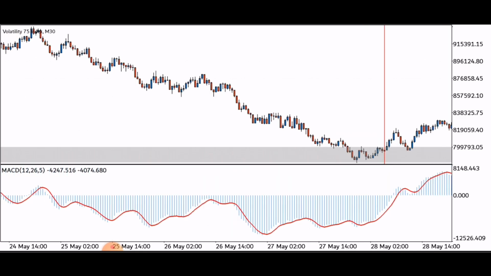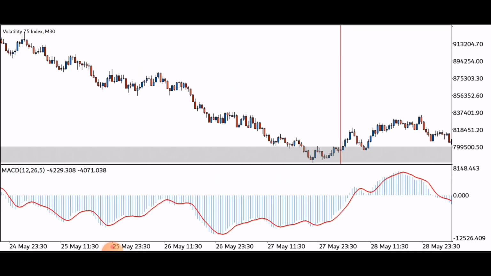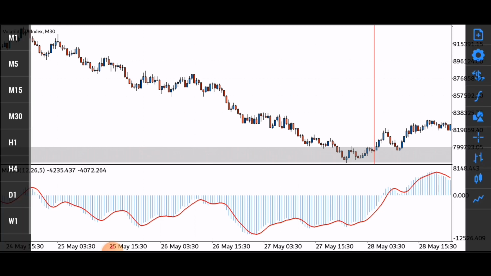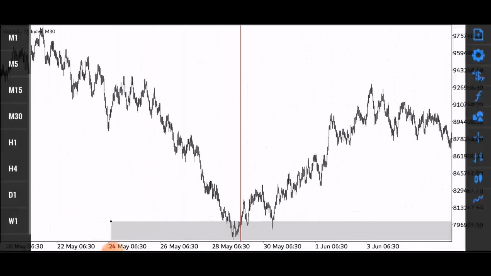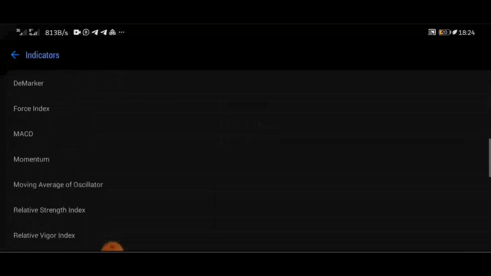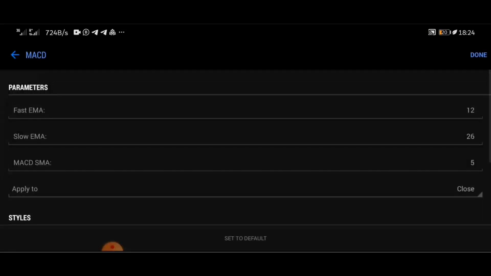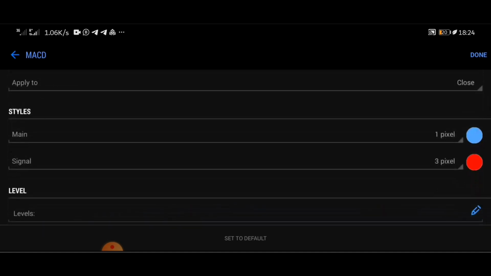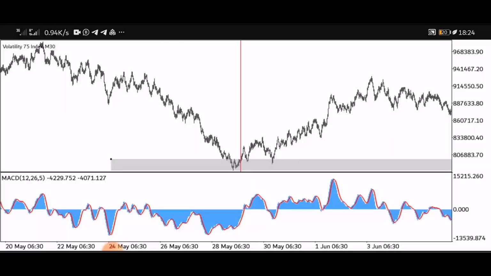And one of the things I want to do is to introduce my indicator, which is the MACD. The settings or the parameters for this MACD is 12, 26, 5. Let me just show you how to put in the settings. So I'm going to introduce the indicator. You just go downwards till you see MACD. Good. And you can see the fast EMA 12, the slow EMA 26, the moving average SMA, that's MACD SMA 5, you have applied to close, and so on. It goes down, everything remaining the same. The levels don't do anything yet. Done. So we have applied it.